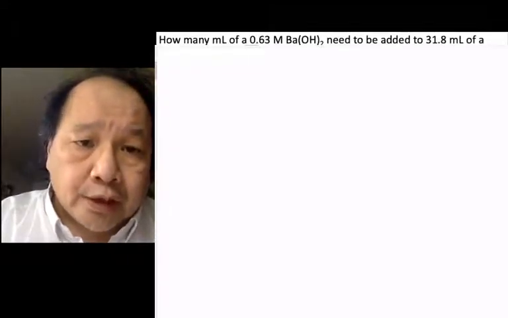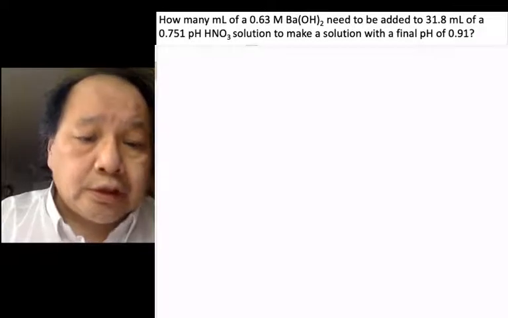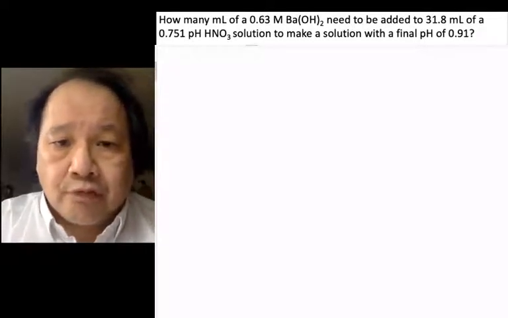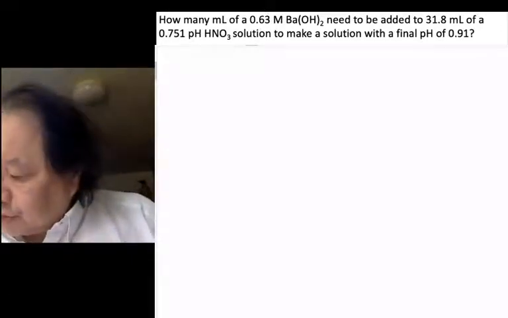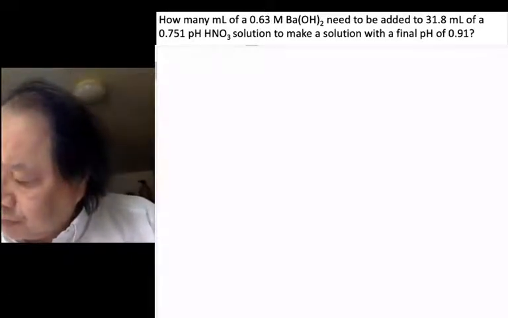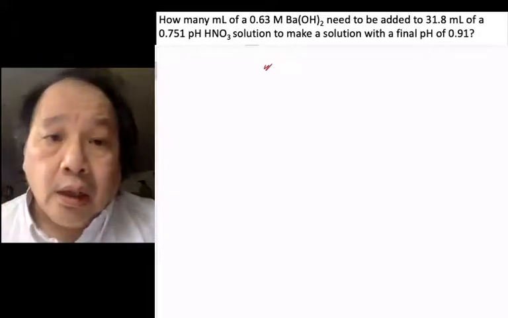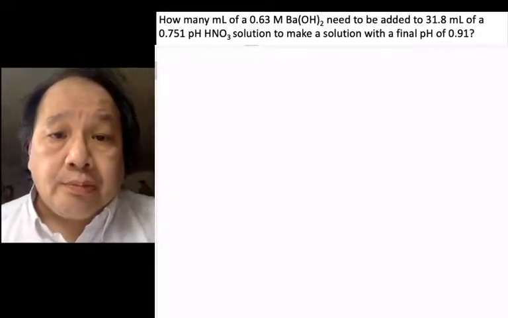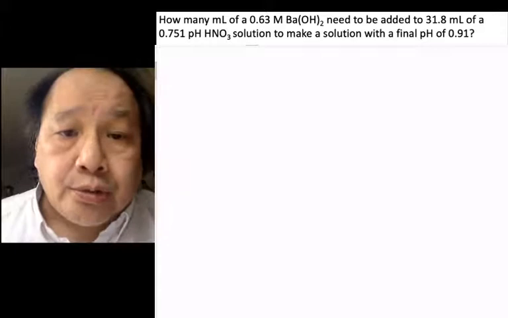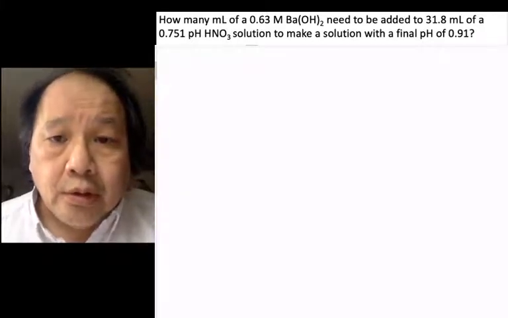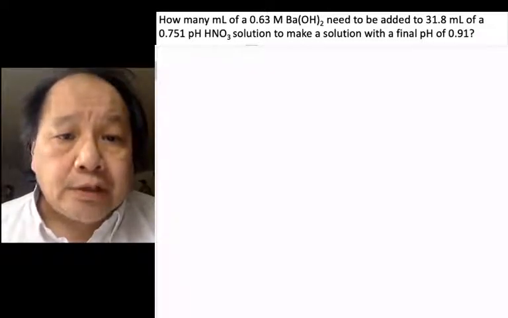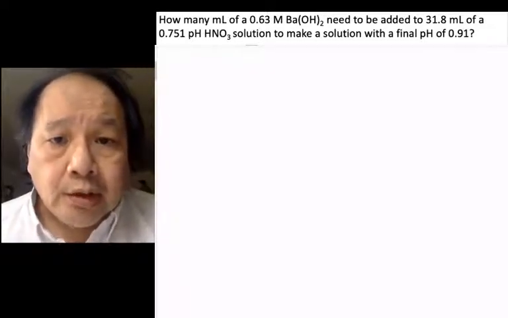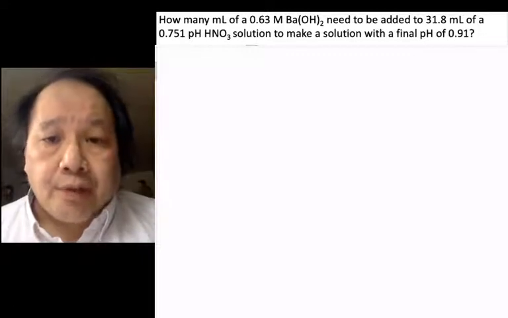And so here's the kind of problem that you probably will not have seen in high school, but you could easily see in Chem 2070, which is the following. How many mLs of a 0.63 molar Ba(OH)2 solution are needed to be added to 31.8 mL of a 0.751 pH HNO3 solution to make a solution with a final pH of 0.91.